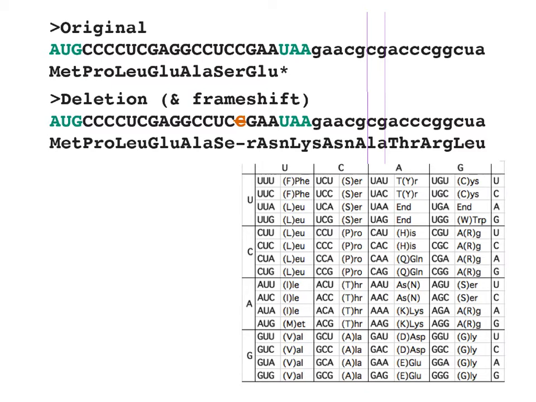So if we delete the final C of that serine codon in the original sequence, what's the effect? What happens to the protein? This is one of those examples we talked about, or at least I quizzed you on, before we went on break. Does a deletion necessarily mean that the protein is going to become shorter? No. In this case, what happens to the amino acid sequence?